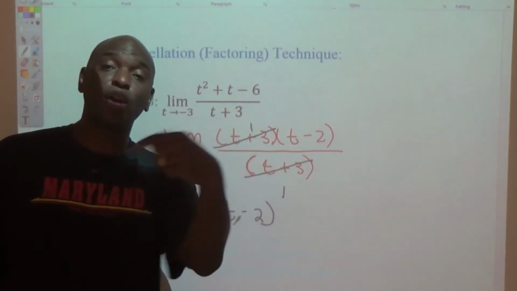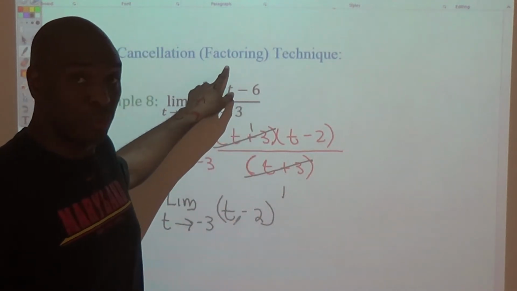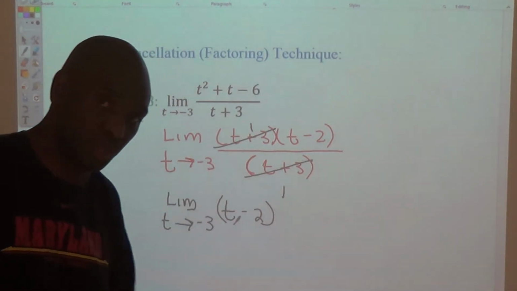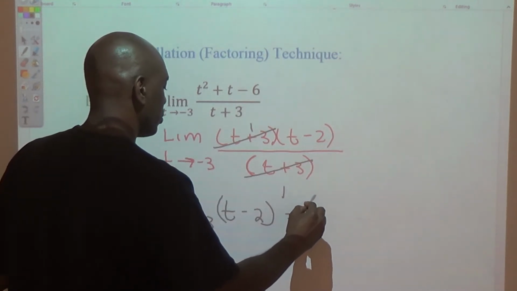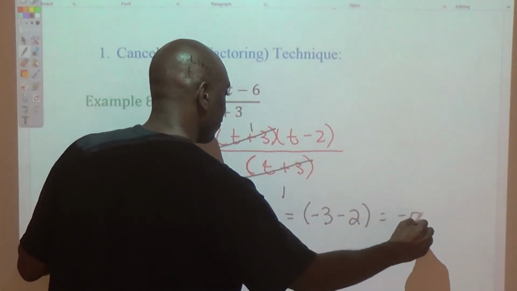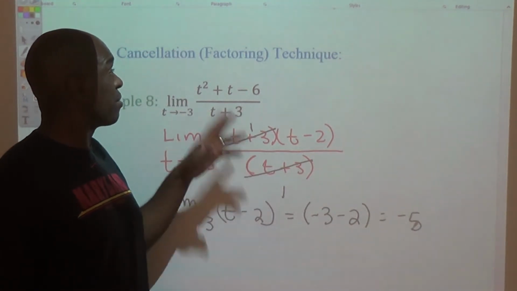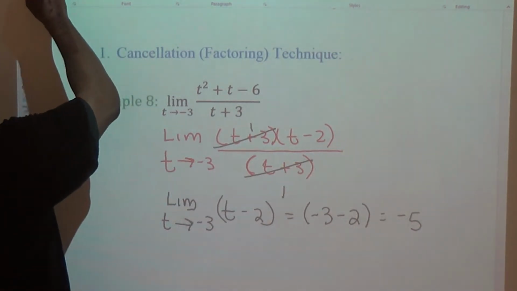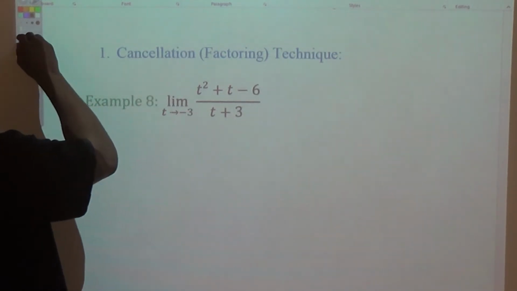Now go back to direct substitution. Use the technique, factoring, cancel out. Now it's time to go to direct substitution. This is going to equal negative 3 minus 2, which is negative 5. And so that's our limit, negative 5 in this case. That is the cancellation factoring technique. Okay? All right, let's go forward.